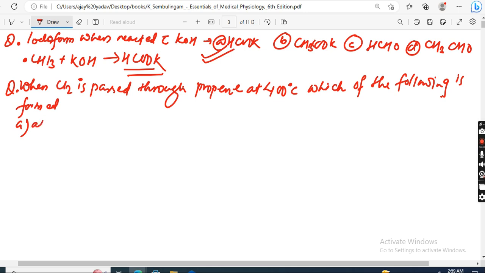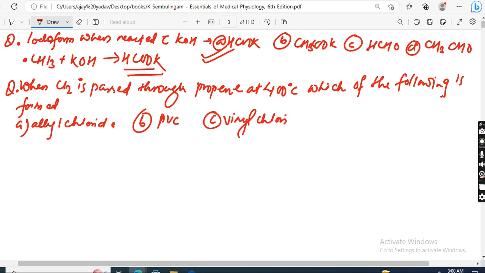Option A is allyl chloride. Option B is PBC. Option C is vinyl chloride. Option D is 1,2-dichloroethane. Okay, let us see.